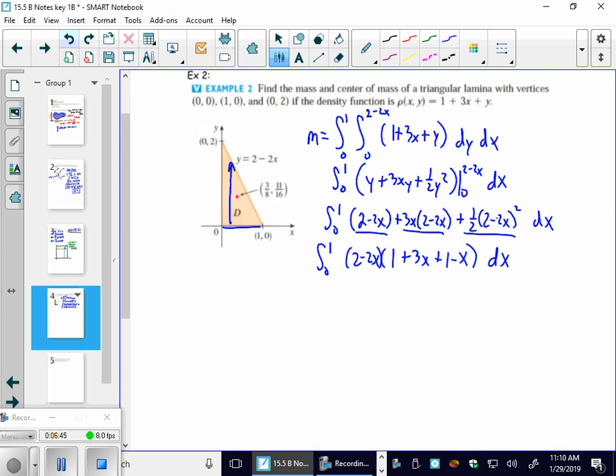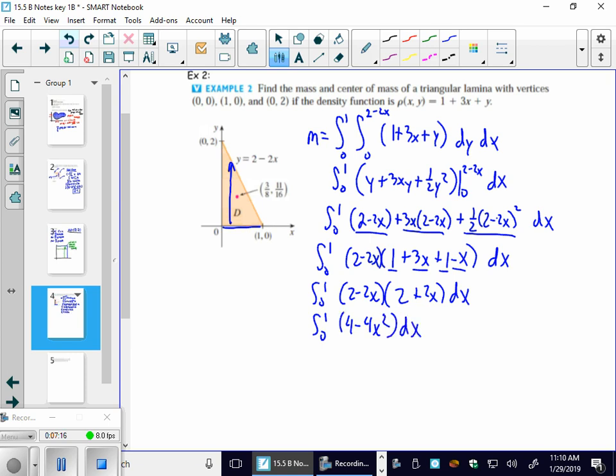Well, if you look carefully, what we've got inside of this thing is 1 plus 1 is 2, and 3x minus x is plus 2x. These two things are conjugates. So when I FOIL this out, it becomes very simple. It's first times first and last times last because the outer and inner will go away. So I've got the integral from 0 to 1 of 4 minus 4x squared.